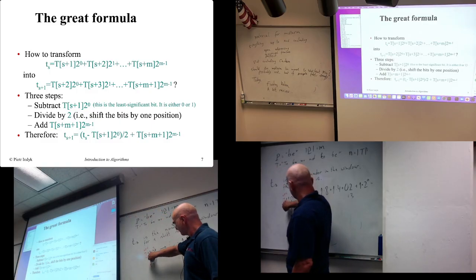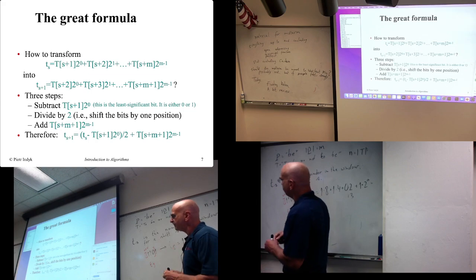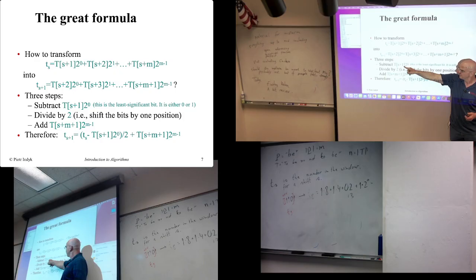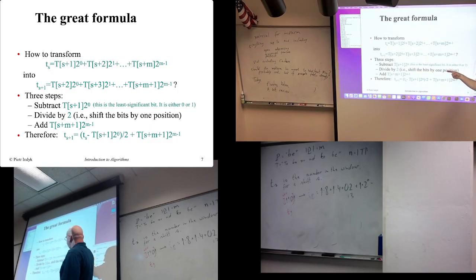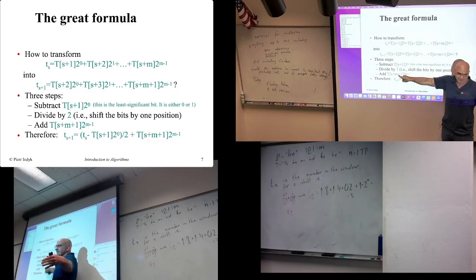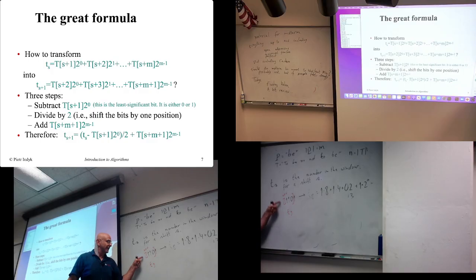So what do I do with this part? Moving from here to here, I need to get rid of this 1, if there is 1. If it was 0, I didn't have to subtract anything. So subtract t of s plus 1 times 1. Divide by 2. Then look at the bit that was just added from the left. If it is 1, then you add it.